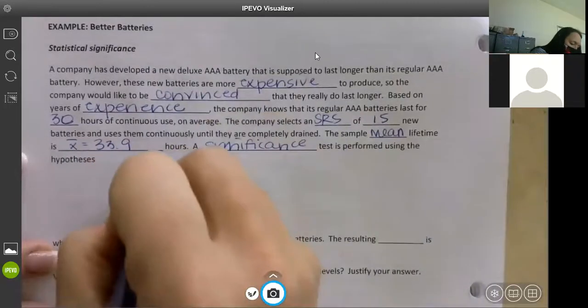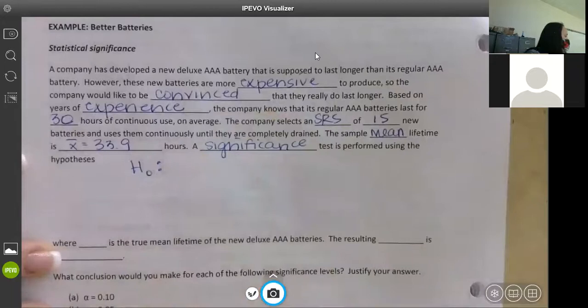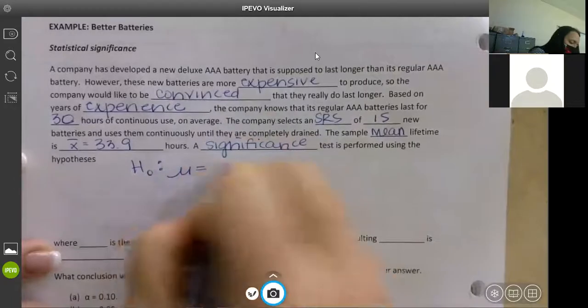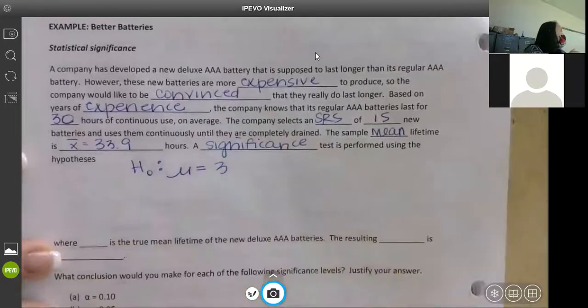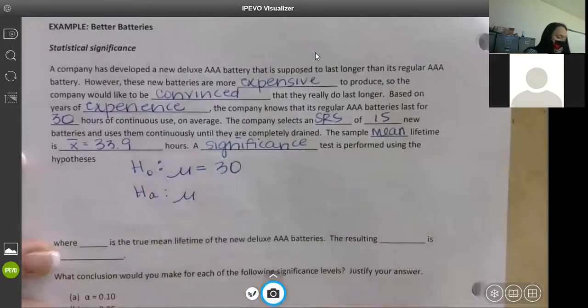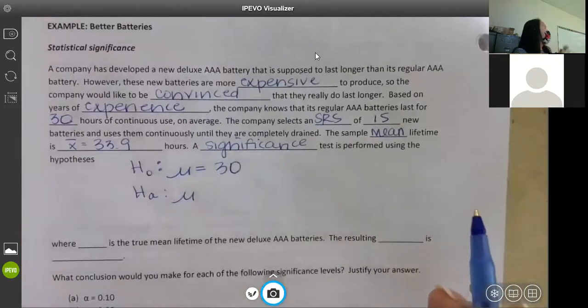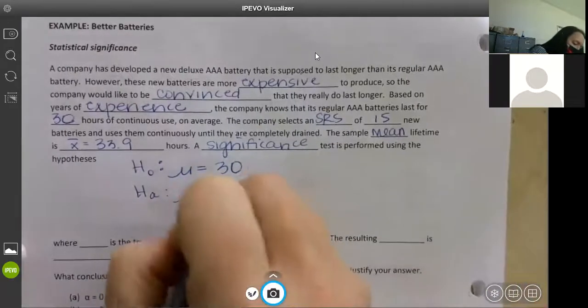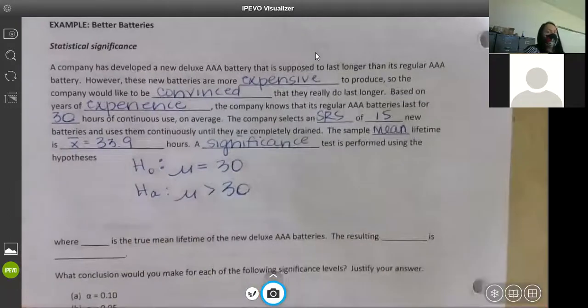What is our null hypothesis going to be? Not x bar, we don't use our sample. What do we use? 30. Very good. Perfect. So then what would our alternate be? What did we say about the new batteries? That they're better. So it's got to be greater than. Perfect. So it did justify which side. Now, that's if you had to write those; they actually gave you those this time.